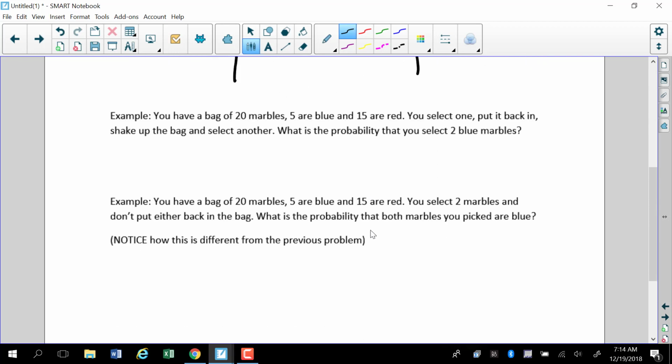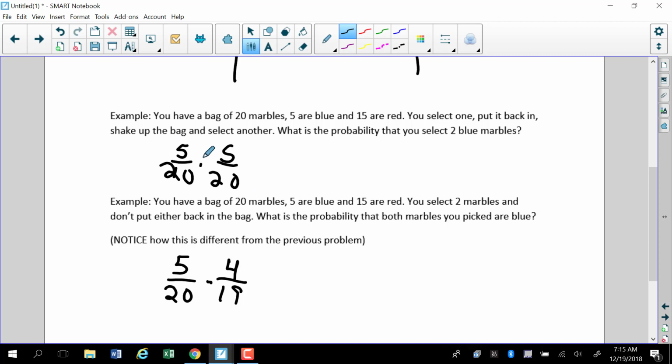So if you look down at these problems, which you did in class, if you select a marble, put it back in, and shake up the bag and select another, the probability of selecting a blue is 5 out of 20 times 5 out of 20, because you put them back in the bag. If you don't put them back in the bag, then they're no longer independent. So 5 out of 20, and then you have 4 left out of 19. You notice the probability will change just a little bit.